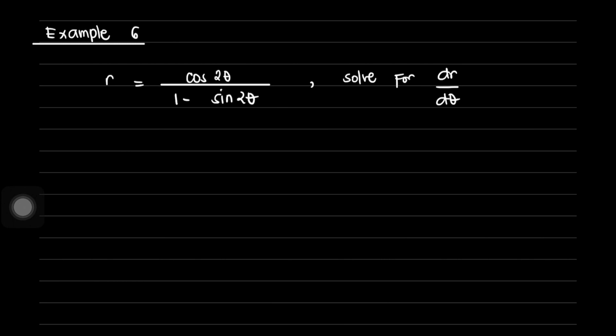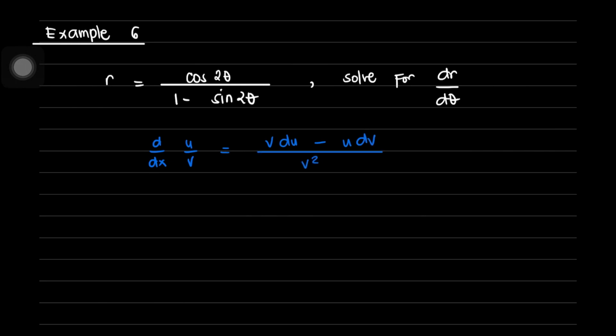Another example that we have in here, we are given r equals cosine of 2 theta all over 1 minus sine 2 theta, and we are going to solve for the derivative of r with respect to theta. So in here, the formula involved would be the derivative with respect to x of u over v, since we have a quotient function here. So this is now equal to v multiplied by the derivative of u with respect to x minus u multiplied by the derivative of v with respect to x all over v squared.